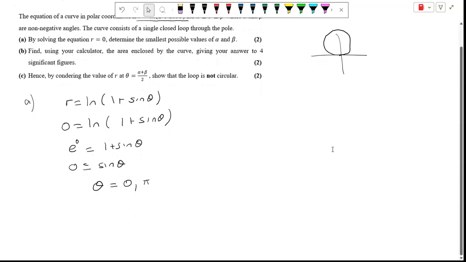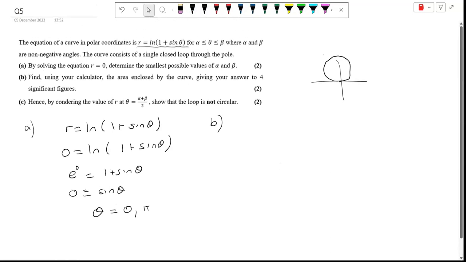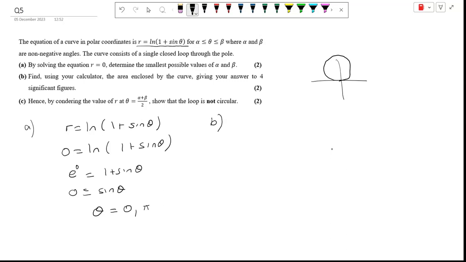Find, using your calculator, the area enclosed by the curve, giving your answer to 4 significant figures. So to find the area, we're just going to do half the integral between our limits, which were π and 0, which we found in part A, of r squared dθ. So r is ln(1 + sin θ), and we're going to square that. It just says whack it in the calculator, so make sure you put it in properly, and you should get 0.4162 to 4 significant figures.